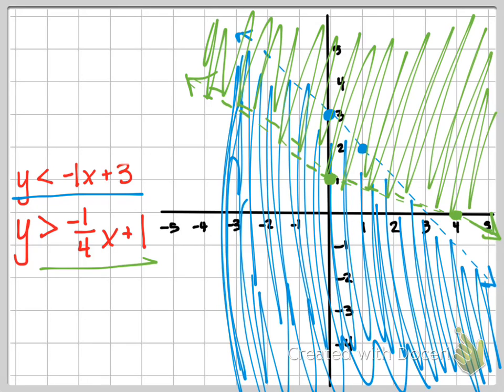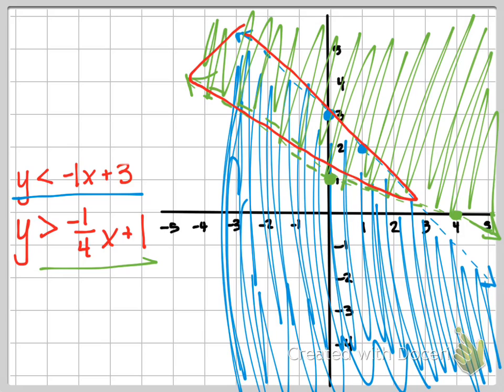And if you notice, the place that they're looking for right here is this section of the graph where both colors are being shaded. So that's where I know I can find my solutions to both inequalities. Okay, so that's how you're going to solve systems of linear inequalities.